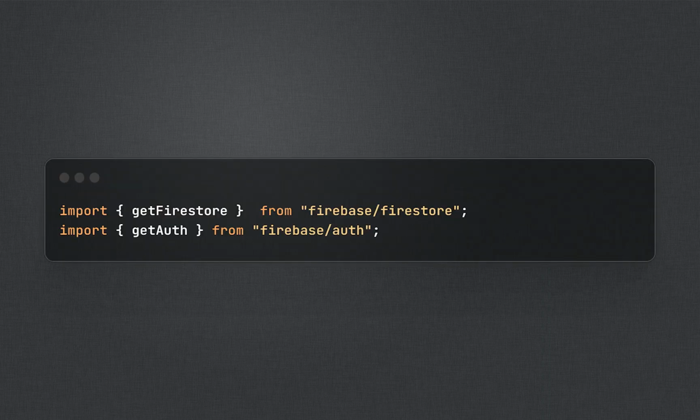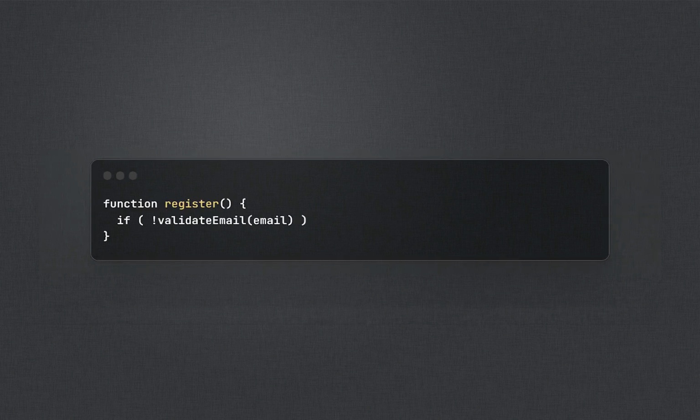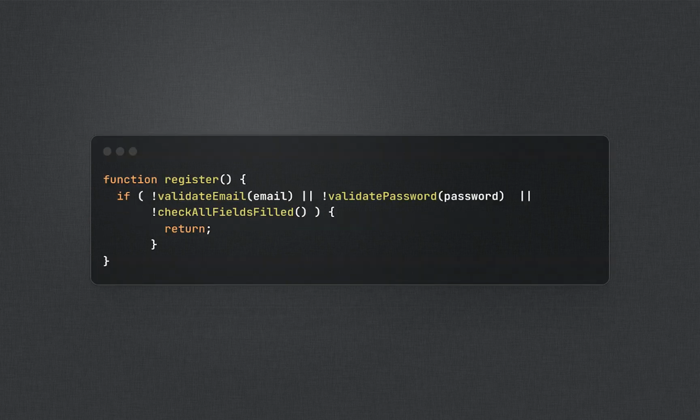Let's import getFirestore and getAuth into our file. Then we can create a new function called register. Inside the function, we add an if statement that will check if the email is valid, if the password has all the requirements we added in the validatePassword function, and lastly, it will check if all the fields are filled.